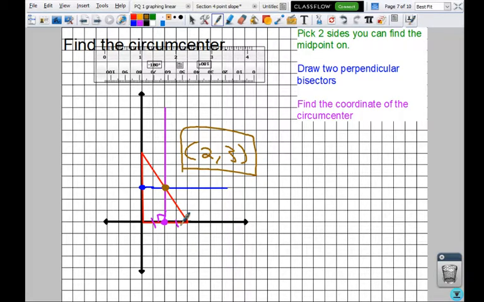So we're just going to practice this a little bit. I don't think we're going to do all of them today, but we're going to practice some of them, because it's a little weird. I don't think you guys have ever done this before. So we're going to find a few more circumcenters.